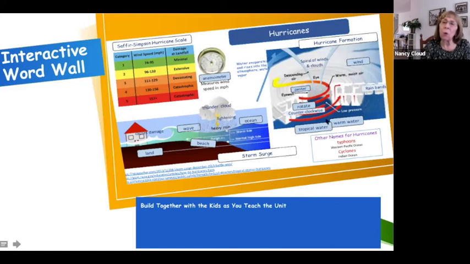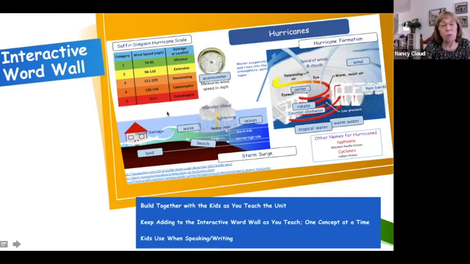So this part would only be up there when I'm teaching how hurricanes form. And then this part would only be up there when I teach about storm surges. And this part would only be up there when I teach about the categories of hurricanes according to the Saffir-Simpson hurricane scale and the tools that measure hurricane wind strength. So I would keep adding to the word wall as I teach, one concept at a time. And the kids then, when I'm done with the whole unit, they've got it there to support their speaking and their writing. And they're going to remember it because they were involved in putting up these words. And it was getting built together with all of us working together.